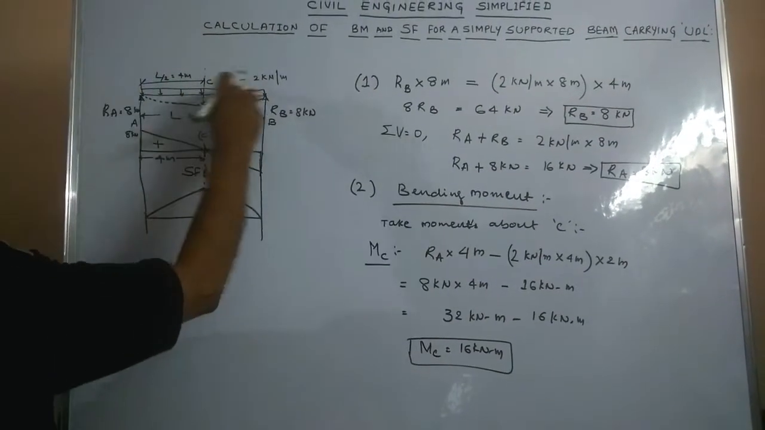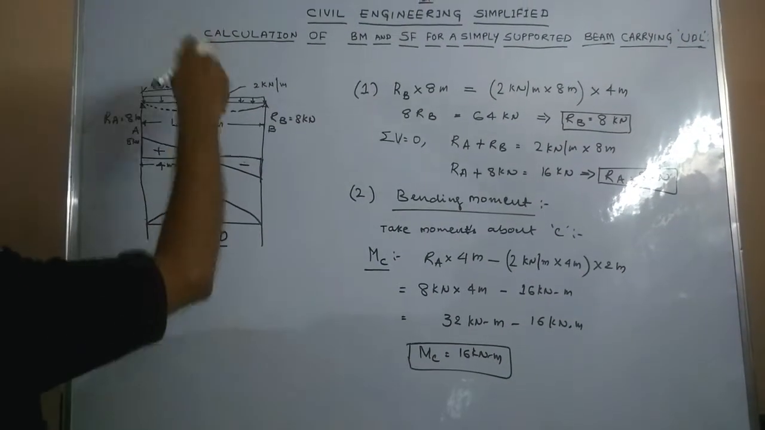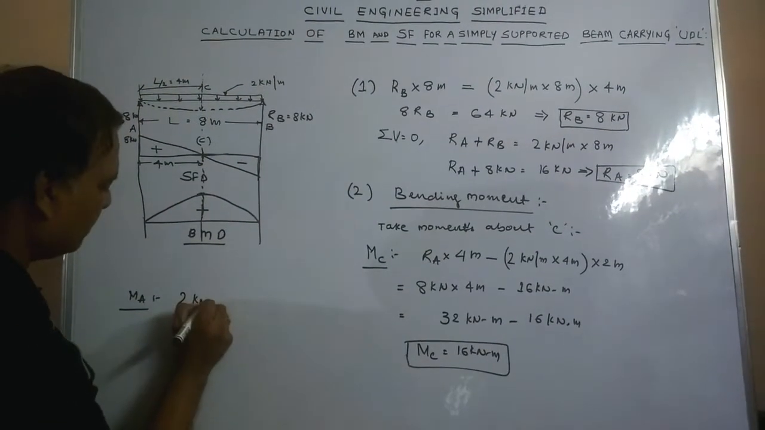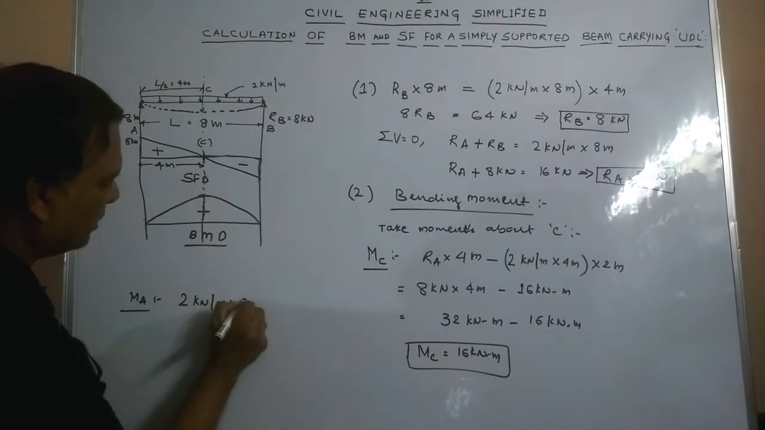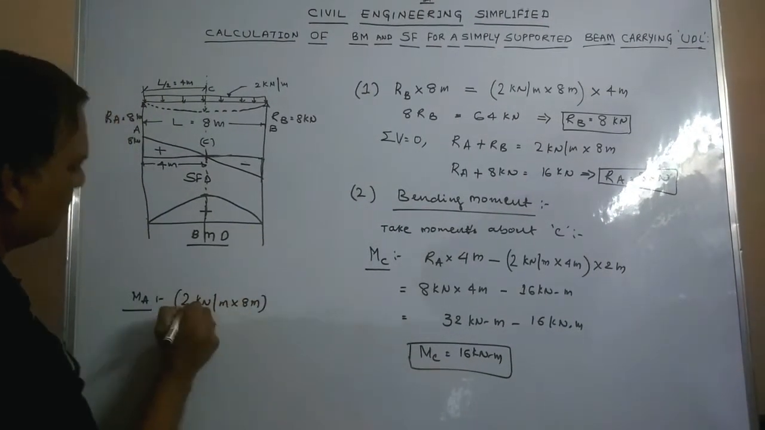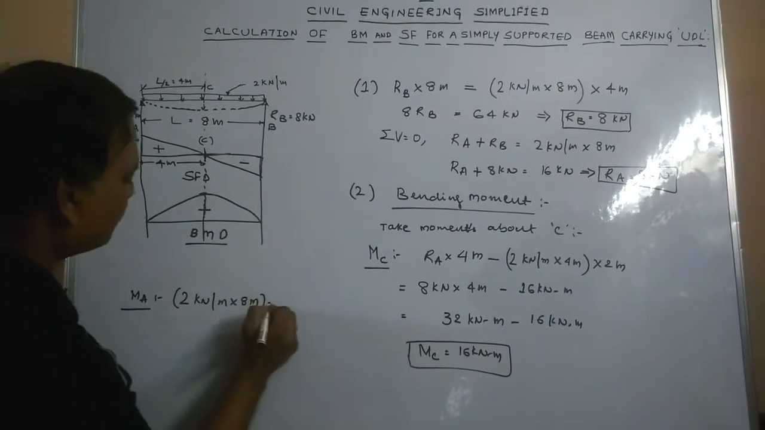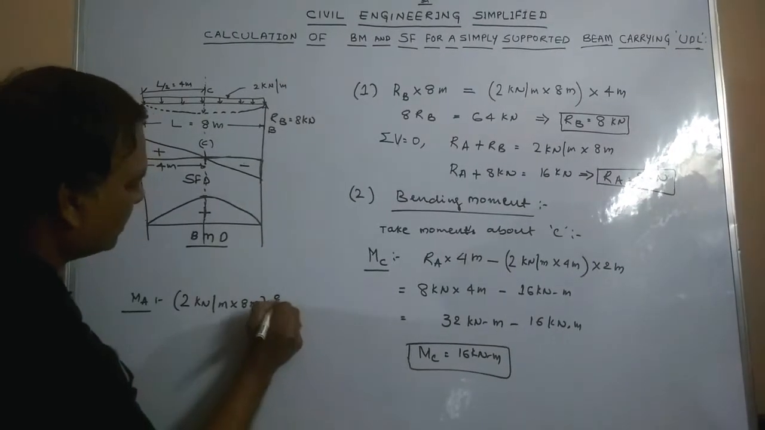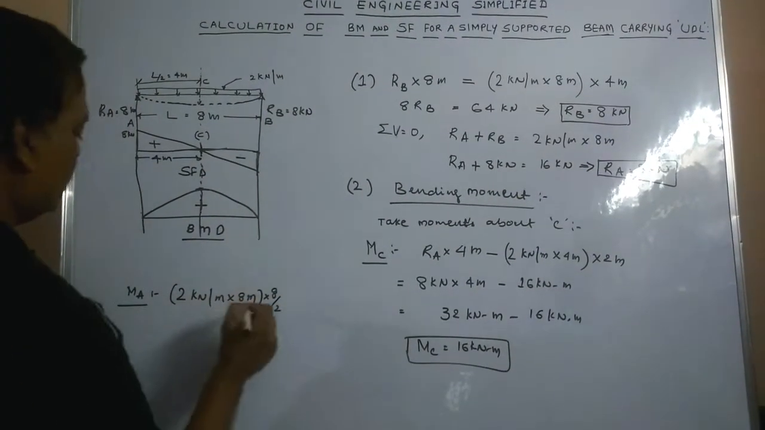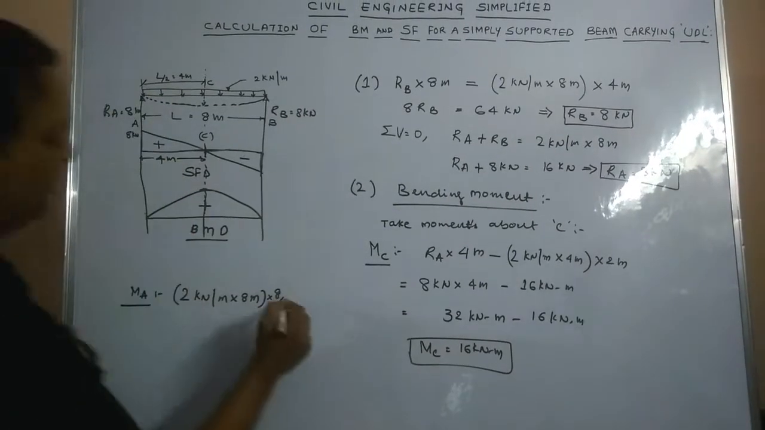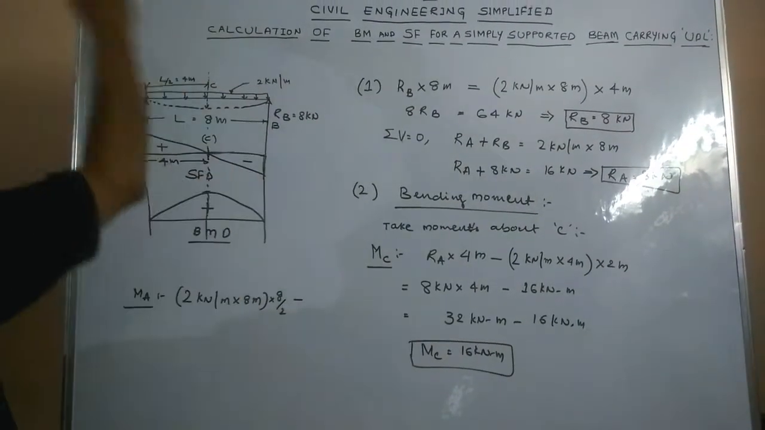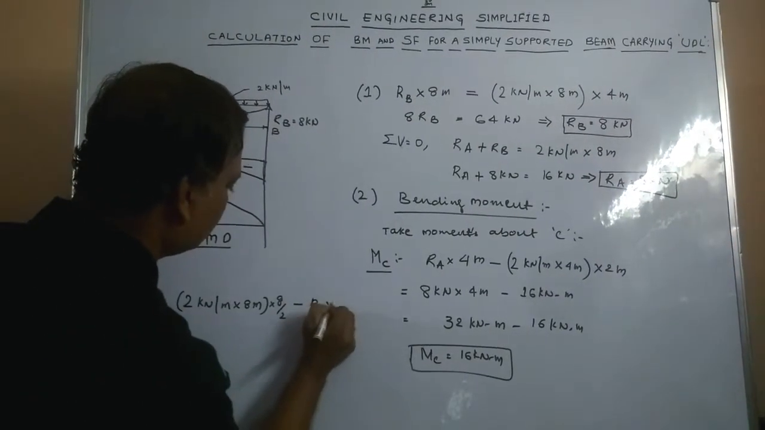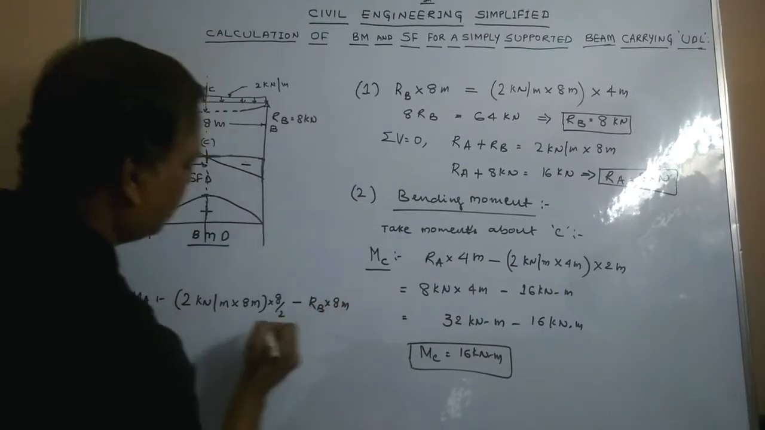First of all, let us see this one. This is a clockwise moment, so I will consider this first. The intensity is 2 kilonewton per meter acting over a span of 8 meters. This is the total load multiplied by the perpendicular distance, which is half the span, that is 8 by 2. This, as I said, is a clockwise moment. We have an anti-clockwise moment in this direction, which is the reaction RB multiplied by the perpendicular distance, which is 8 meters.